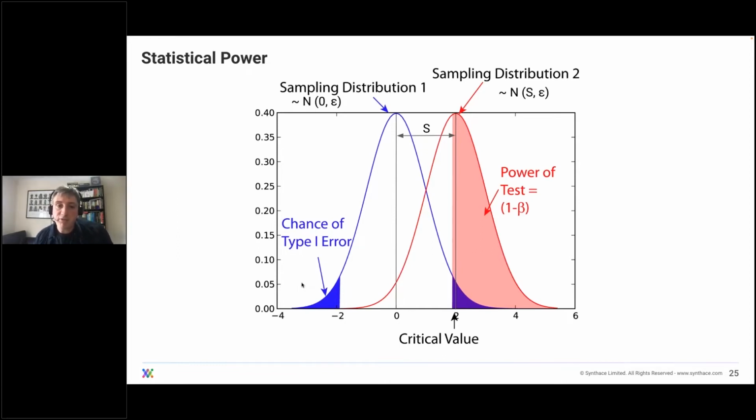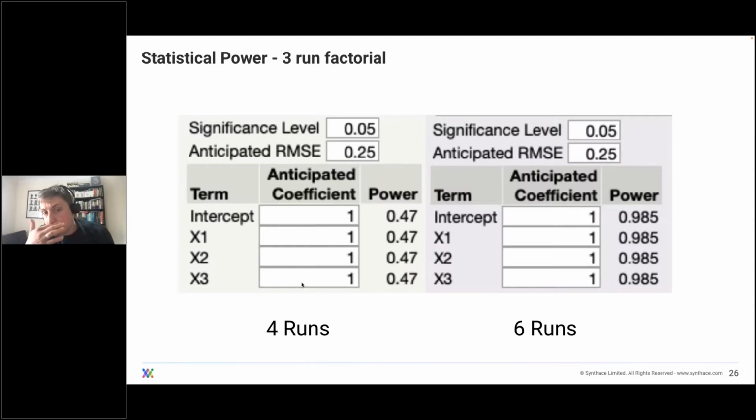In real designs, power gets very complicated. Design packages give you calculators to help you to understand what's going on. But typically, it's highest for main effects and successively lower as interactions get higher in order. And it's always a function of the design as well as the terms that you actually ultimately are going to put into the model.